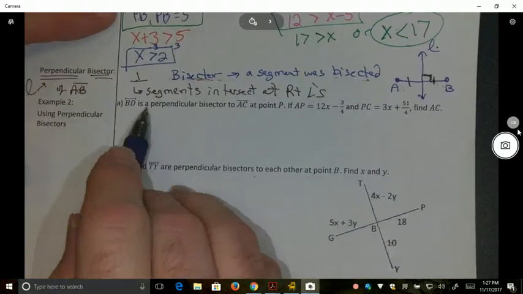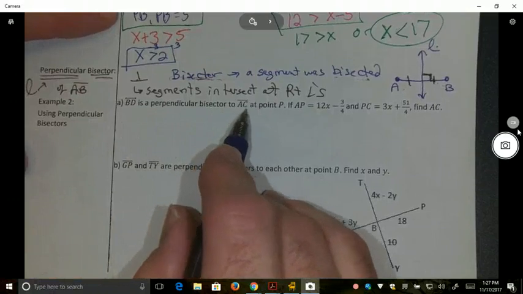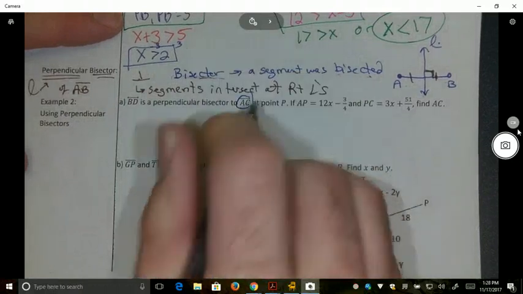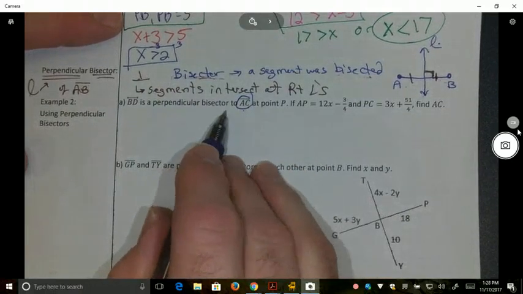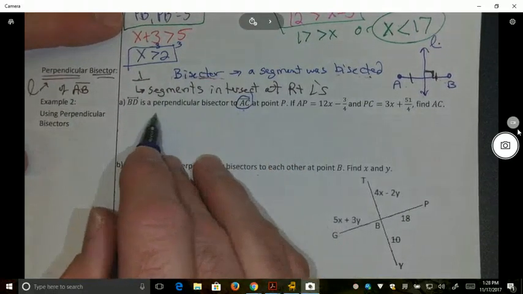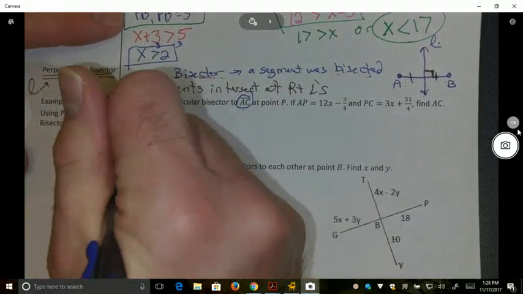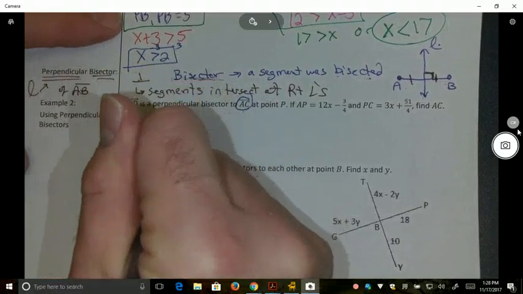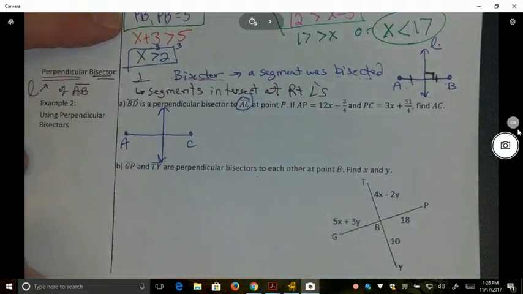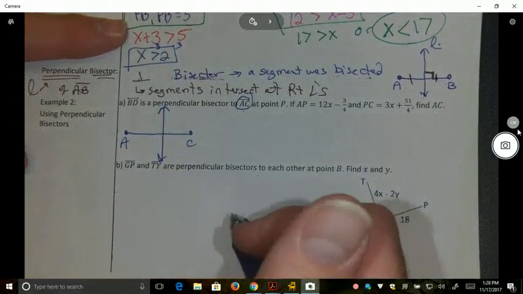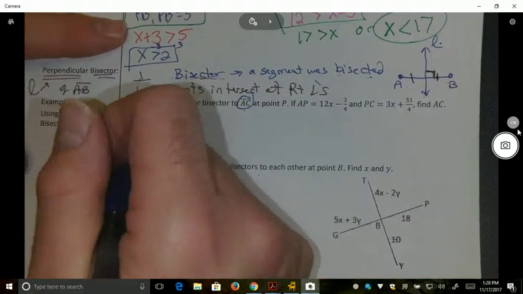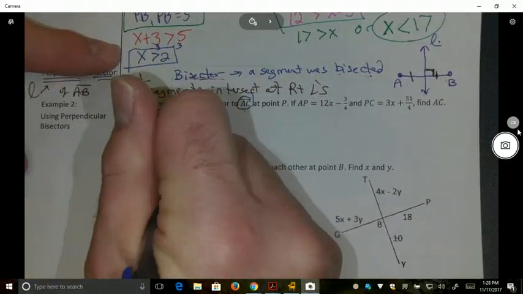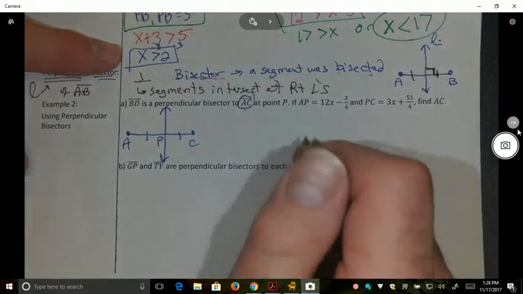It says BD is a perpendicular bisector to AC at point P. So AC is the segment that's being bisected, and they're forming a right angle because they're perpendicular. So I'm going to draw, here's A, here's C. BD doesn't have to be bisected. It's a line extending forever, so we don't know if this is the middle or where the line starts. Here's point P. I didn't draw this too well because AP and PC are supposed to be congruent.